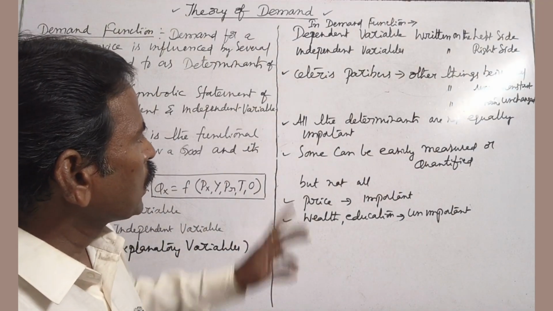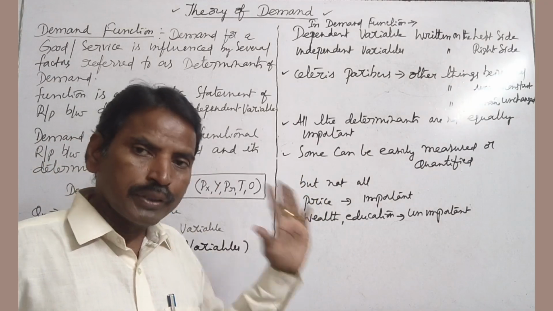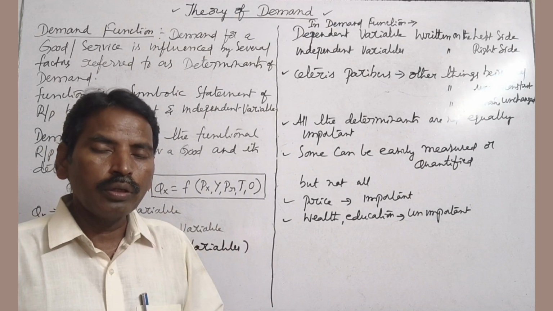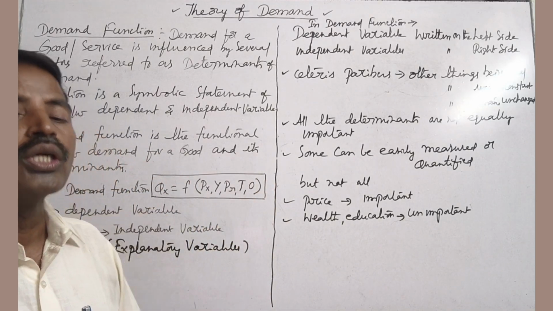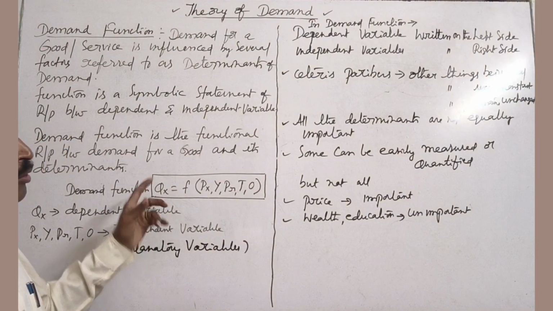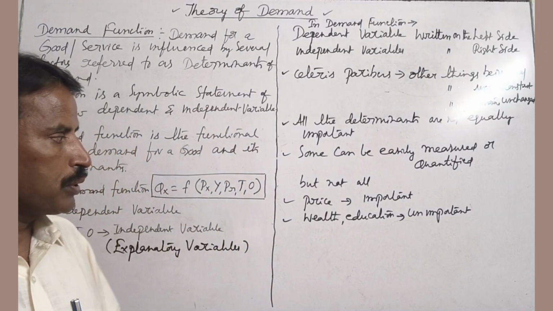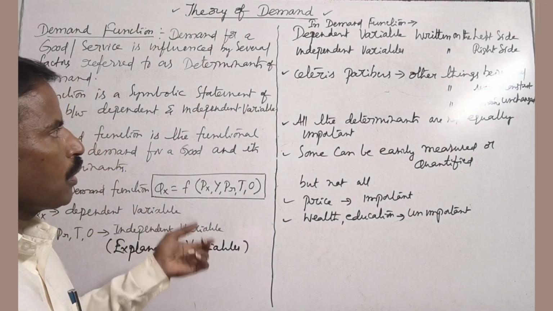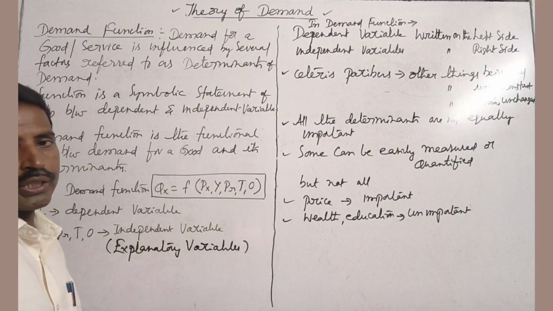Next, in demand function, the dependent variable is written on the left side. What is the dependent variable? Qx. So Qx is on the left hand side, whereas independent variables or explanatory variables are written on the right side. So here all are written on the right side.